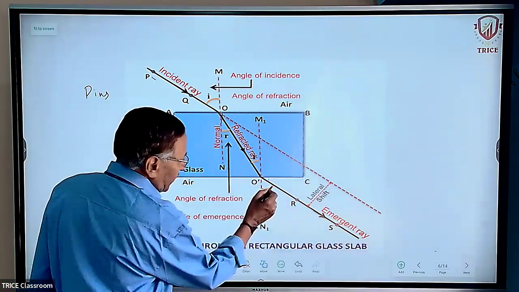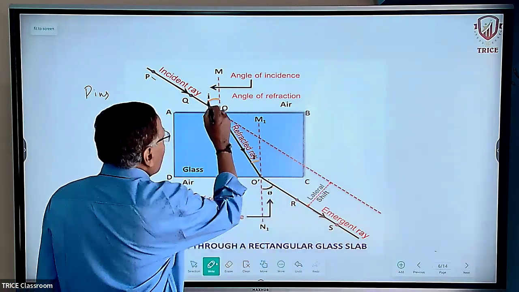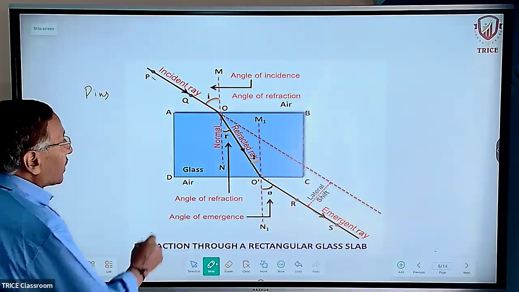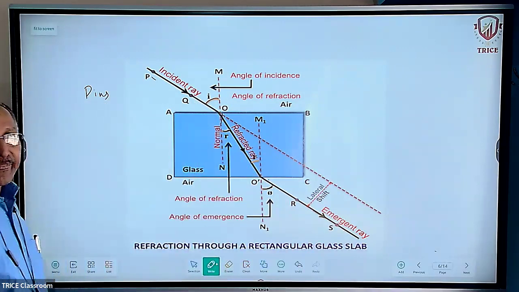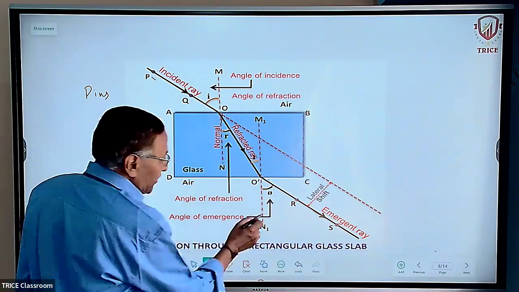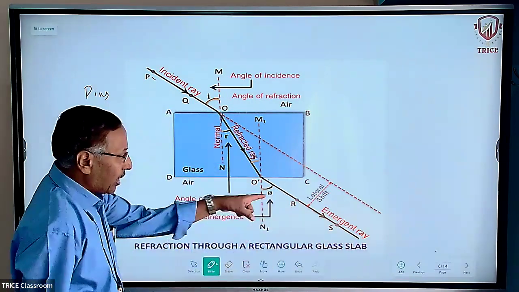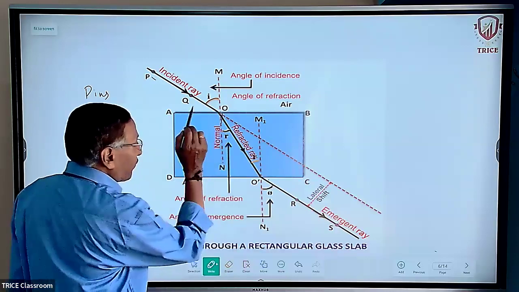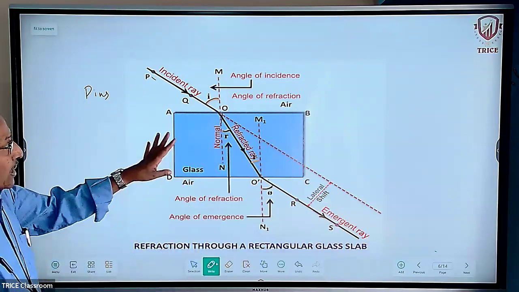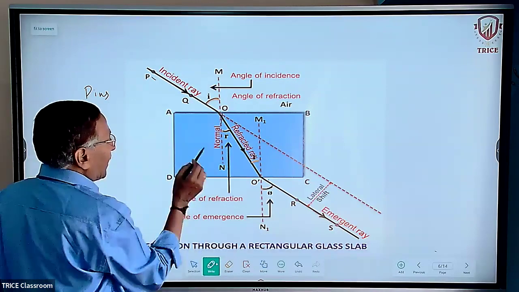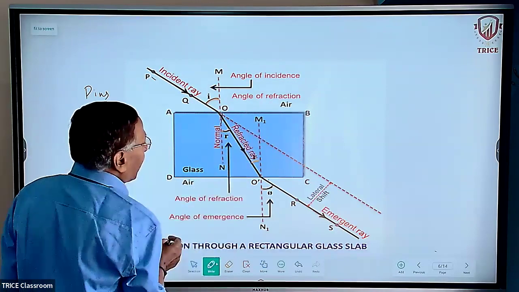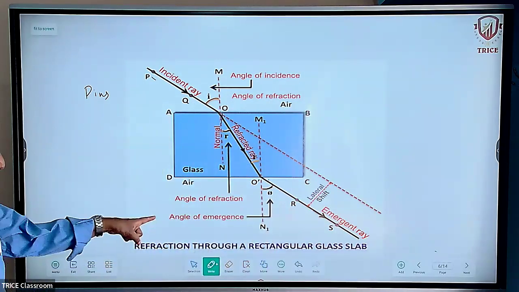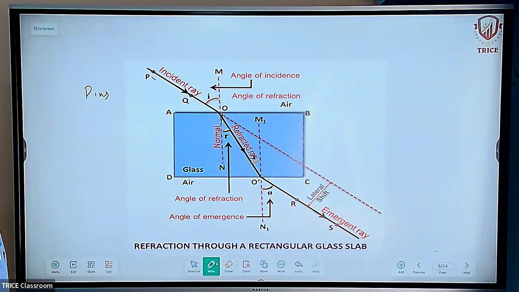See here, see this angle, and see this angle. This is the angle of incidence. This is the angle of emergence, theta. Theta is the angle of emergence. And this is the angle of refraction. Three angles we have: this is the angle of incidence, this is the angle of refraction, and this is the angle of emergence. All right?